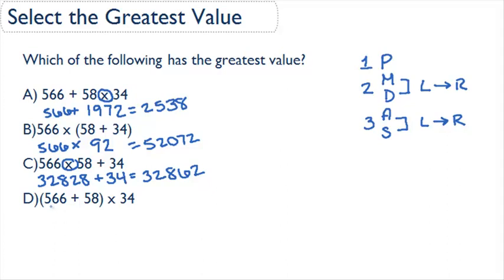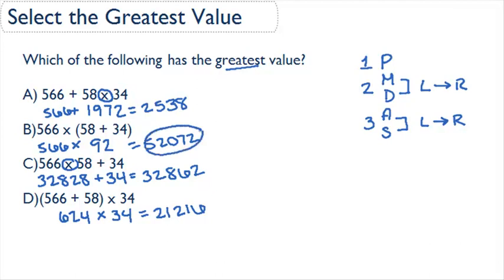Here we have, in parentheses, 566 plus 58 times 34. So we're going to start with our first step of parentheses, which means we're going to add first, and we're going to get 624, which we're then going to multiply by 34. This will give us a total of 21,216. Now that we have all our totals, we're simply looking for the greatest value, or the highest number.